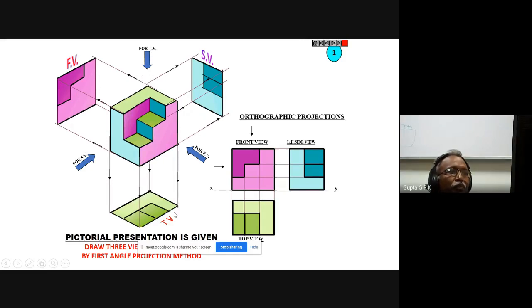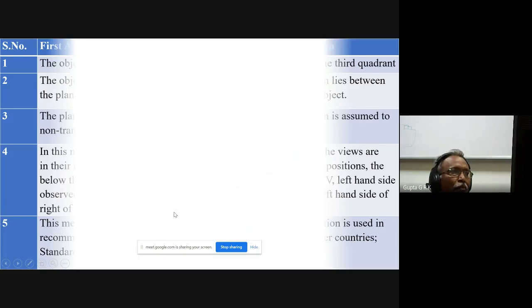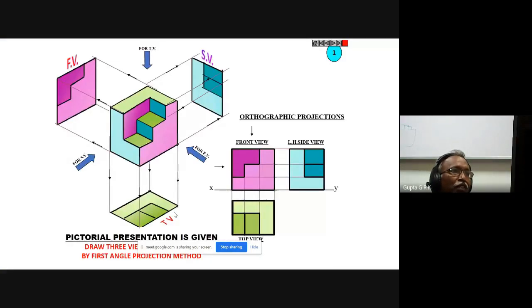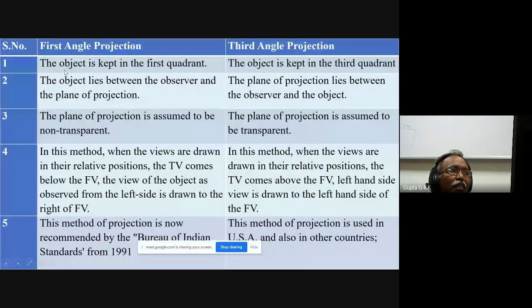And if it is third angle projection, that is not drawn there. So the difference between first angle and third angle: here the object is kept in the first quadrant, and there the object is kept in the third quadrant. In first angle, the object lies between the observer and the plane of projection. In third angle, the plane of projection lies between the observer and the object. That's why in first angle the plane of projection is assumed to be non-transparent, but in third angle the plane of projection is assumed to be transparent.